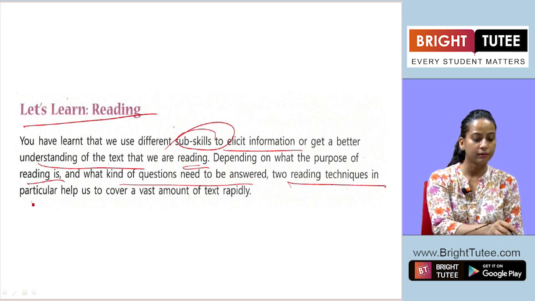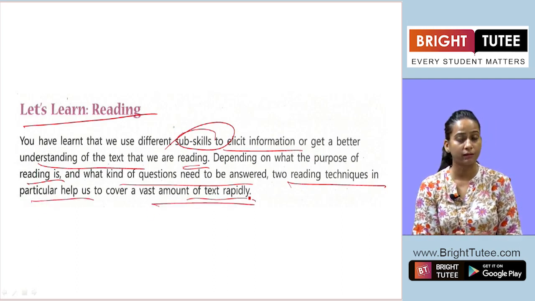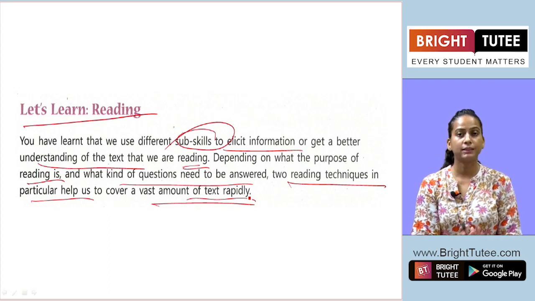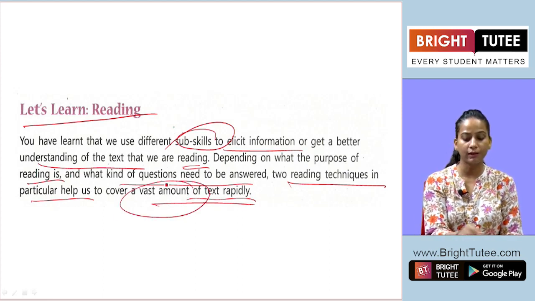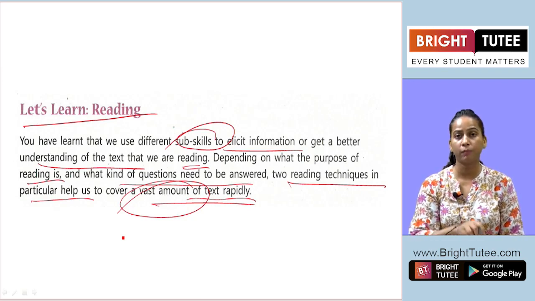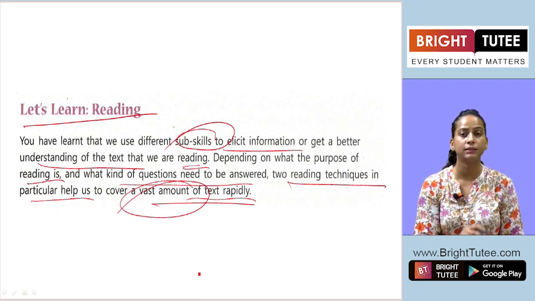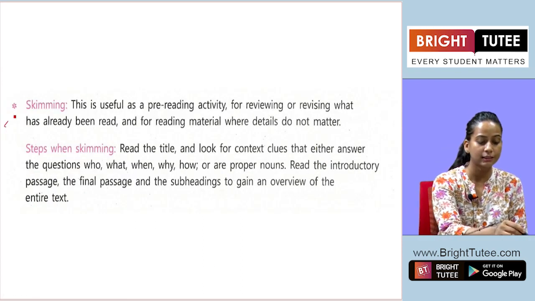Two reading techniques in particular help us to cover a vast amount of text rapidly: skimming and scanning. These are the two main techniques which help us get through a vast amount of text rapidly, and here we'll talk about the different methods of applying these techniques. Clear? So the first one we are taking is skimming.